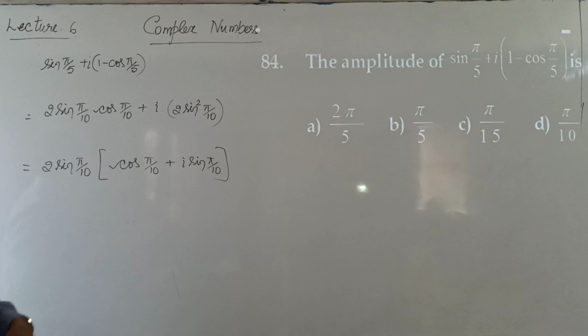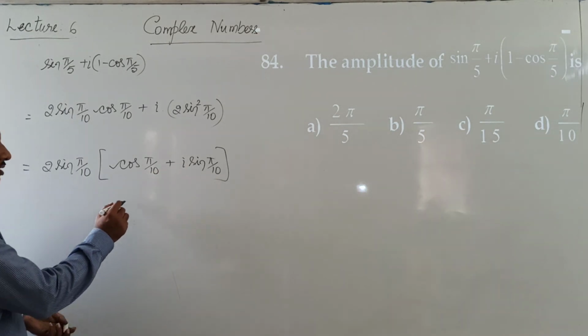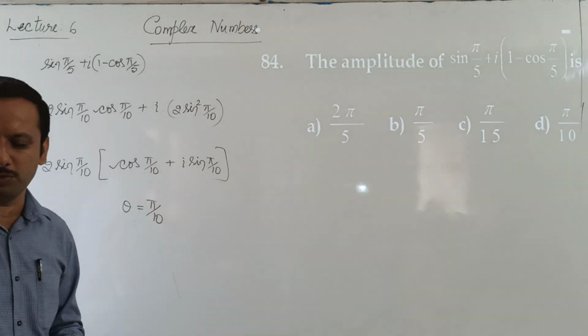What is the question? Amplitude. So what is theta? Cos theta plus i sin theta, theta is equal to pi by 10. Pi by 10. Fourth option is the answer.